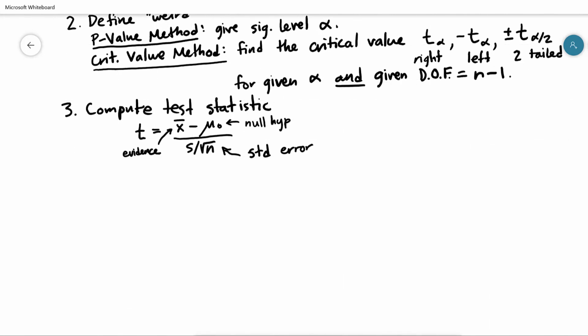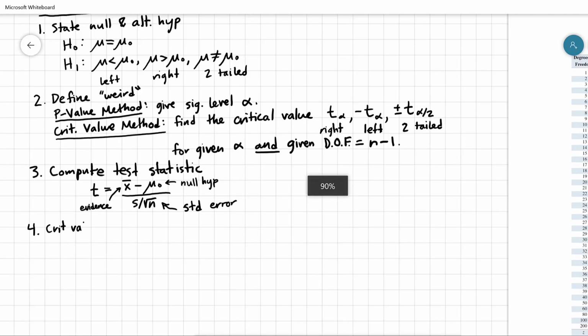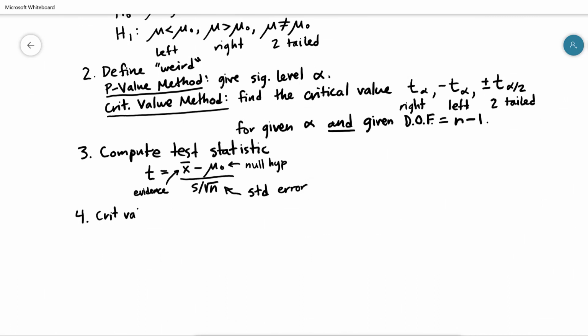The fourth step is going to differ depending, again, whether we're doing the p-value method or the critical value method. If we're doing the critical value method, we can skip this step. We get to skip step 4 because we already have all the information we need to compare.